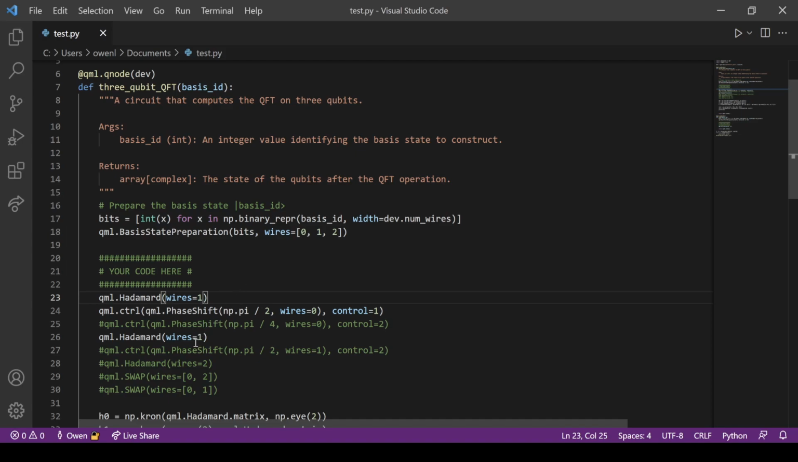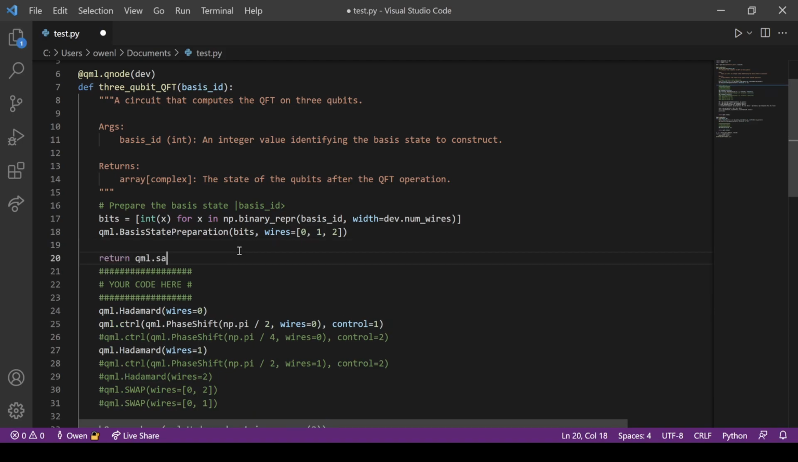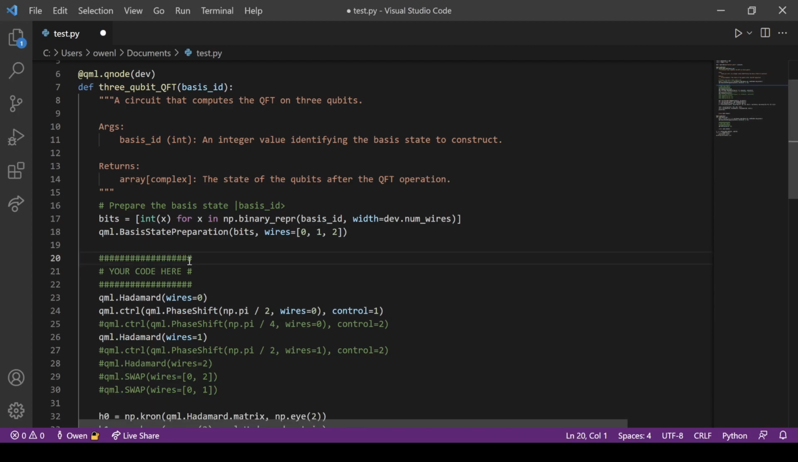Actually, yeah, let me just check this real quick. Yeah, that doesn't change anything. Let me just check what the state is here. Yeah, so it's all in the one. It's all in the one space.